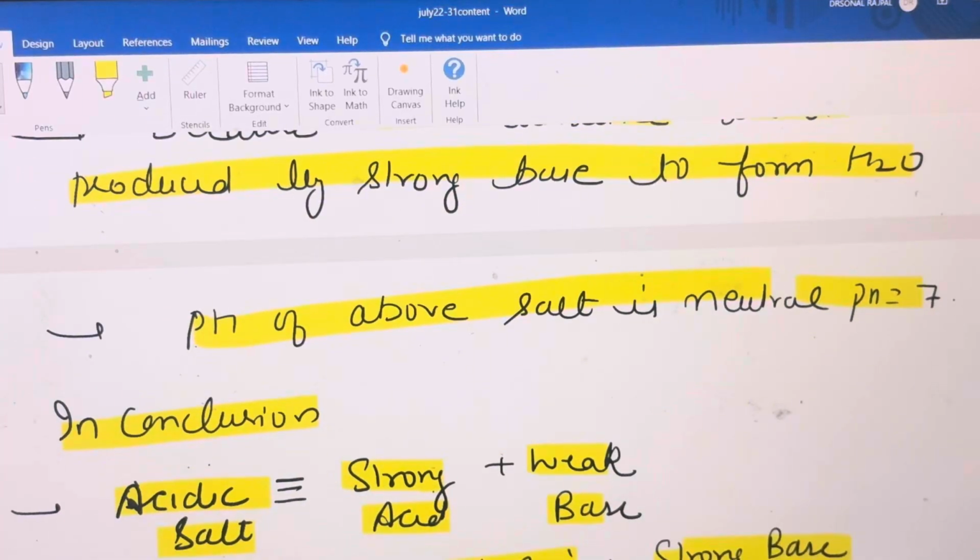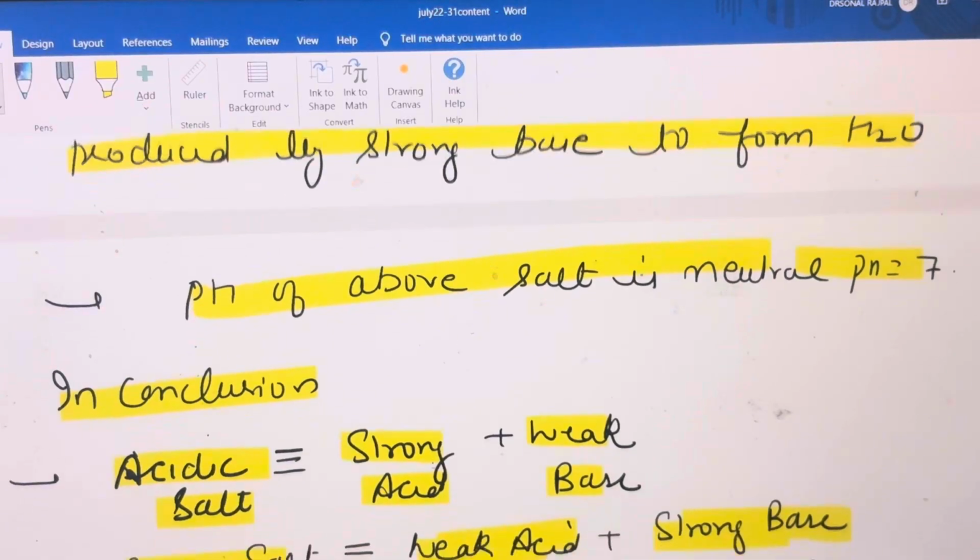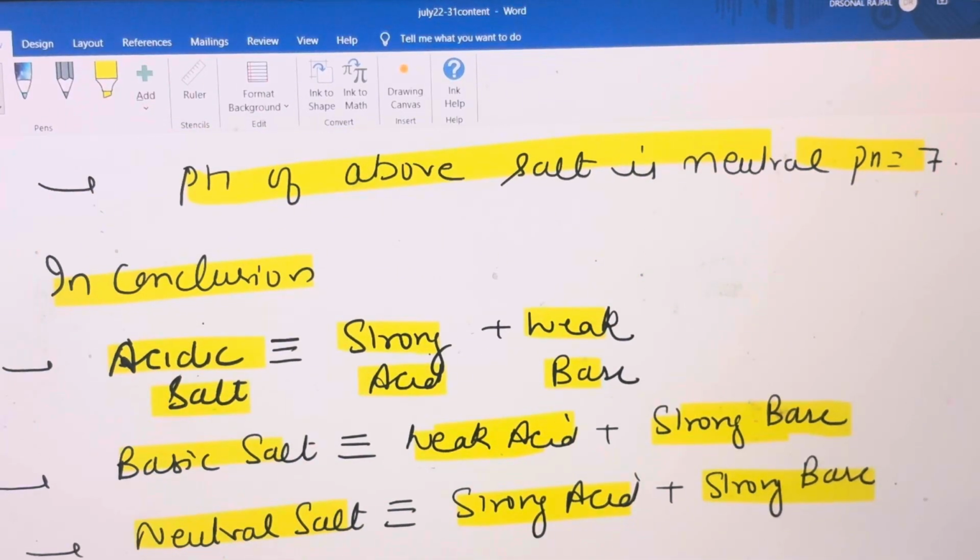Now you may have a question: when a weak acid and a weak base combine together, what is formed? That is a question of class 11. Just for your information, whenever a weak acid and a weak base combine, the salt can be neutral, acidic, or basic. We explain that in class 11th.